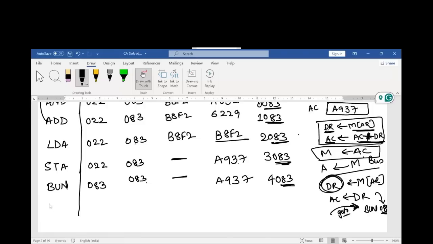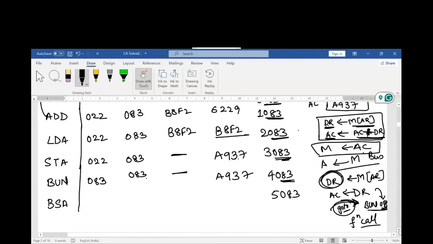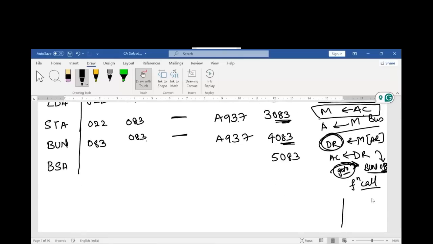Okay. Next is BSA. Again, the code is 5083. What does BSA stand for? Branch and save return address. I'm so sorry, branch and save return address. So in BUN, what we were doing is going to a particular location and not returning back. It was like goto. But BSA is like your function call, where we will jump to a particular location and then come back with the help of a return statement.